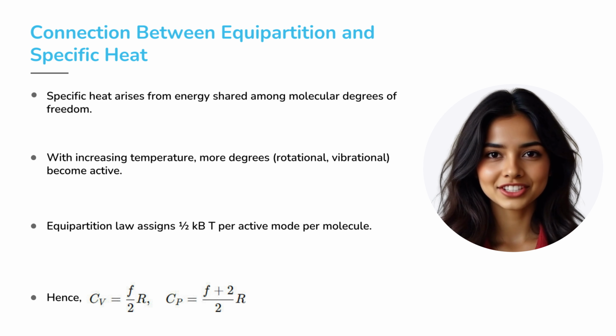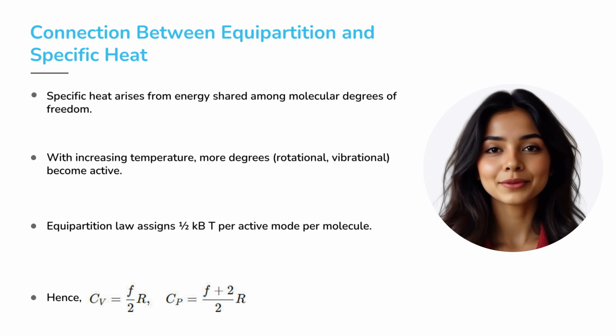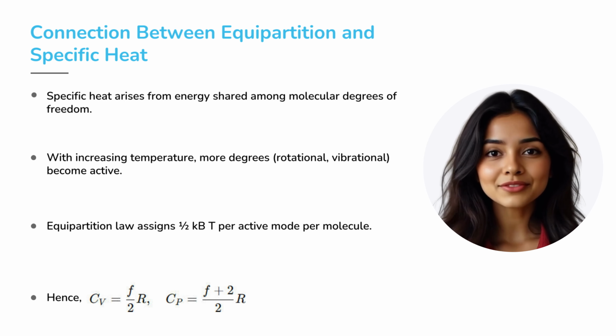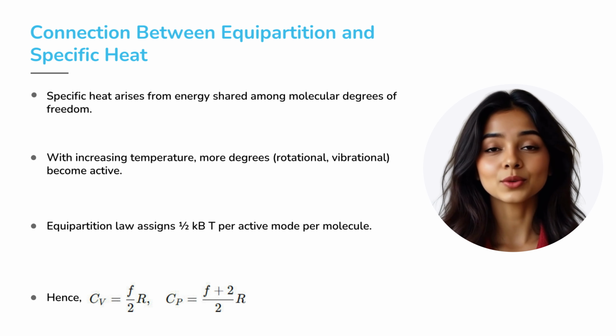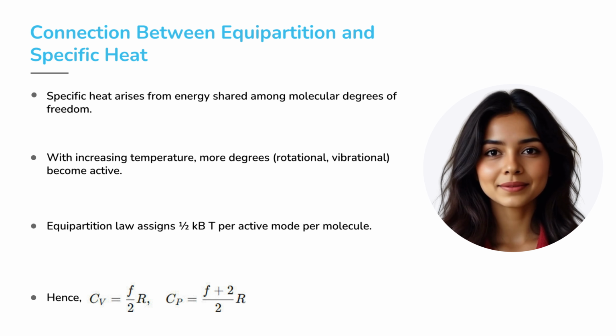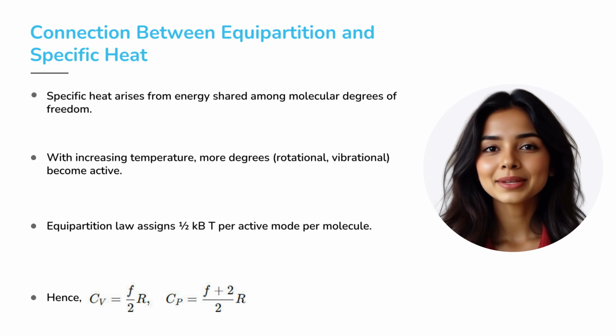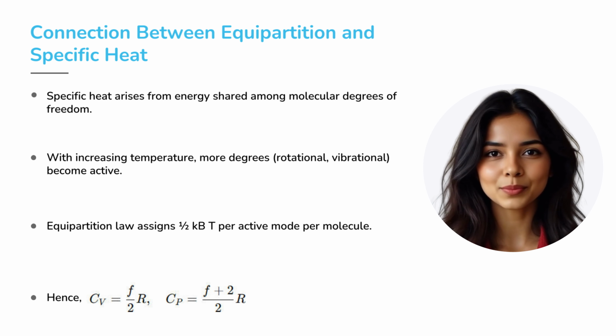Now, how does all this tie into the law of equipartition of energy? It says every degree of freedom gets an equal share of energy, half kT per molecule. So, if a molecule has F degrees of freedom, the total energy per molecule is F/2 kT. For 1 mole, multiply by Avogadro's number, and we get U equals F/2 RT. That's why Cv equals F/2 R and Cp equals (F + 2)/2 R. And that's the secret. Heat capacity depends entirely on how many ways the molecule can move, spin, and vibrate.